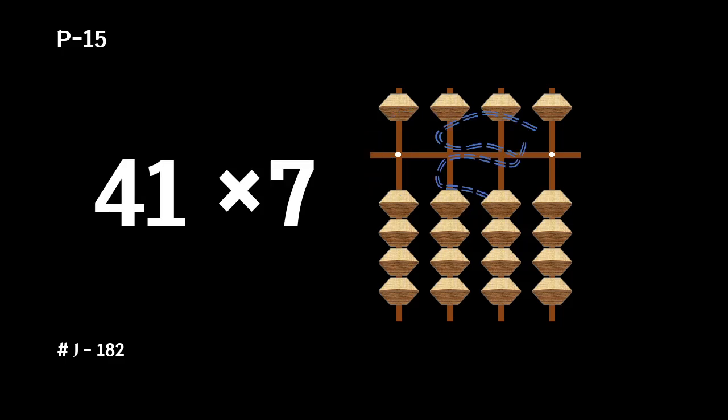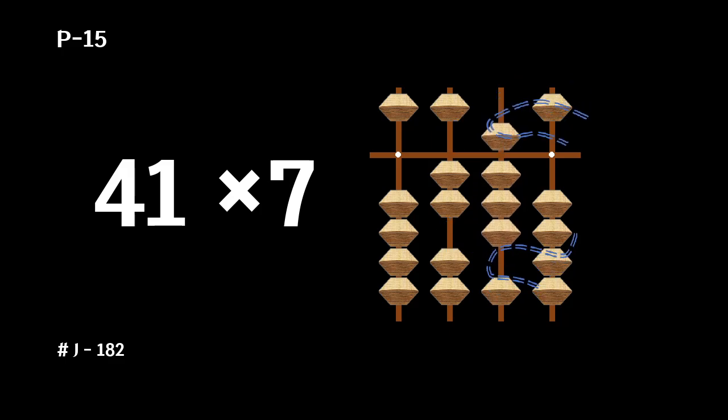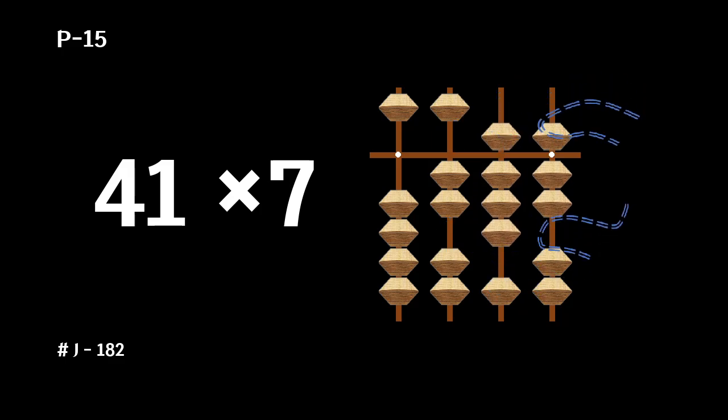4 by 7 is 28. 1 by 7 is 07. The answer is 287.